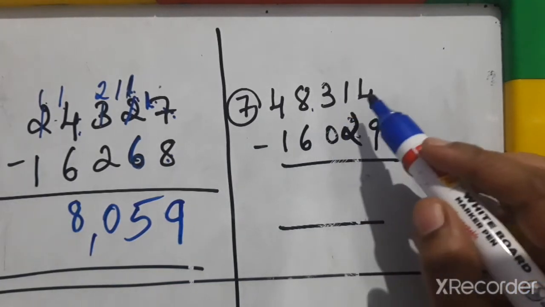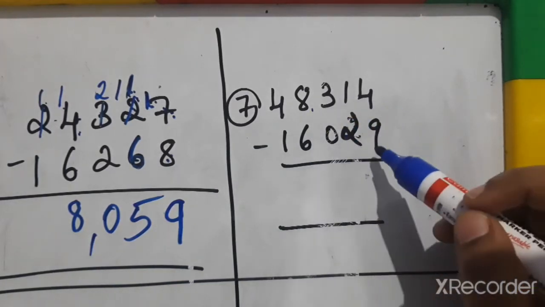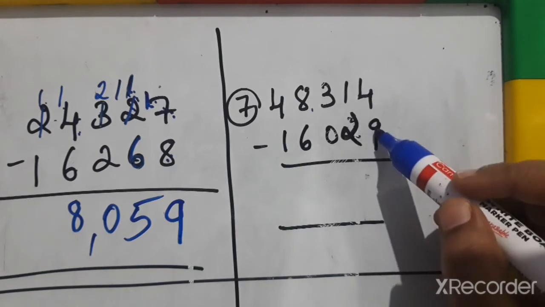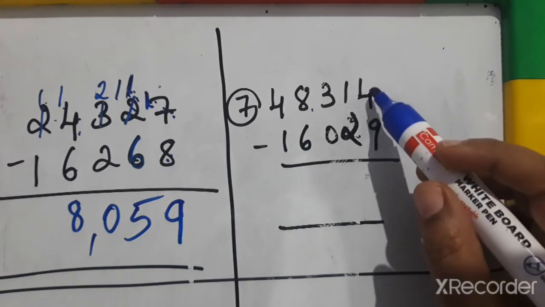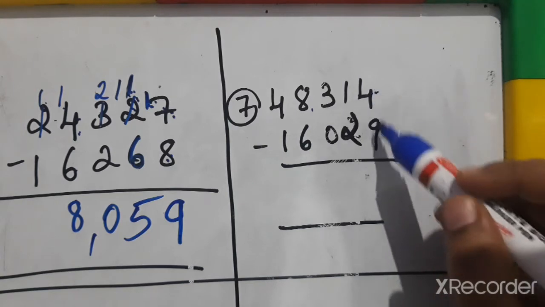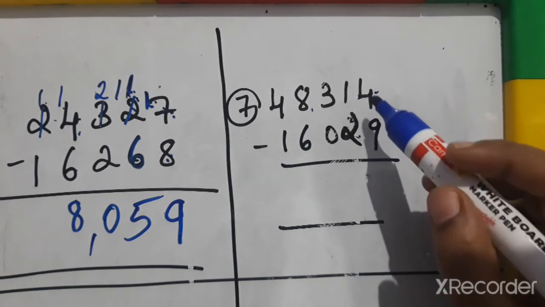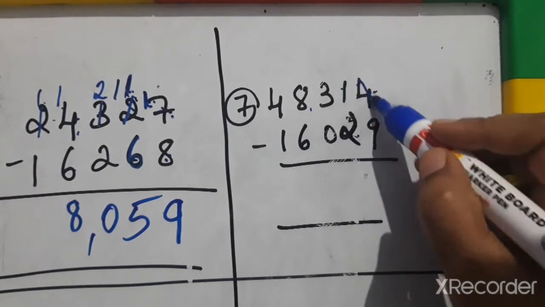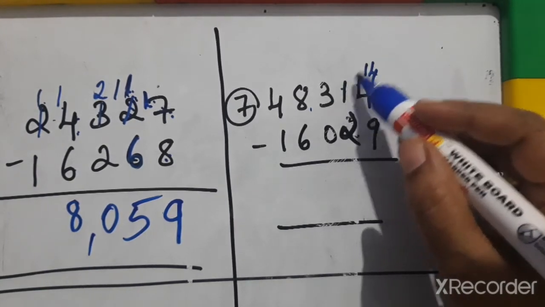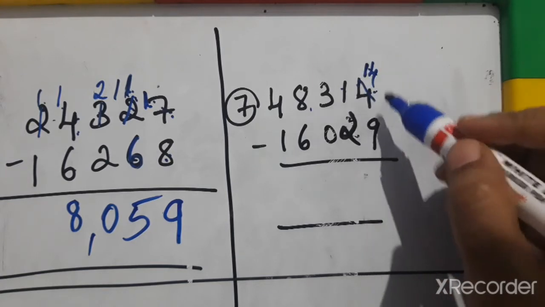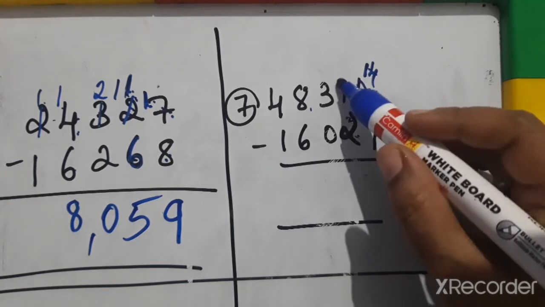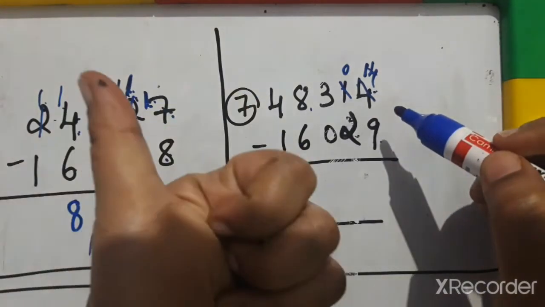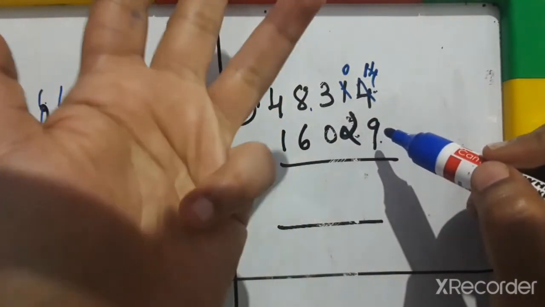Now 48,314 minus 16,029. Now 4 minus 9. The first number, 4 minus 9, we can subtract because the first number should be greater than the second number. So here 4 minus 9 we can subtract it. Borrow 1 from here, so it becomes 14. 4 here, 1 borrowed here means together 1 and 4 is 14, and here 0. Now 14 minus 9 means 10, 11, 12, 13, 14.